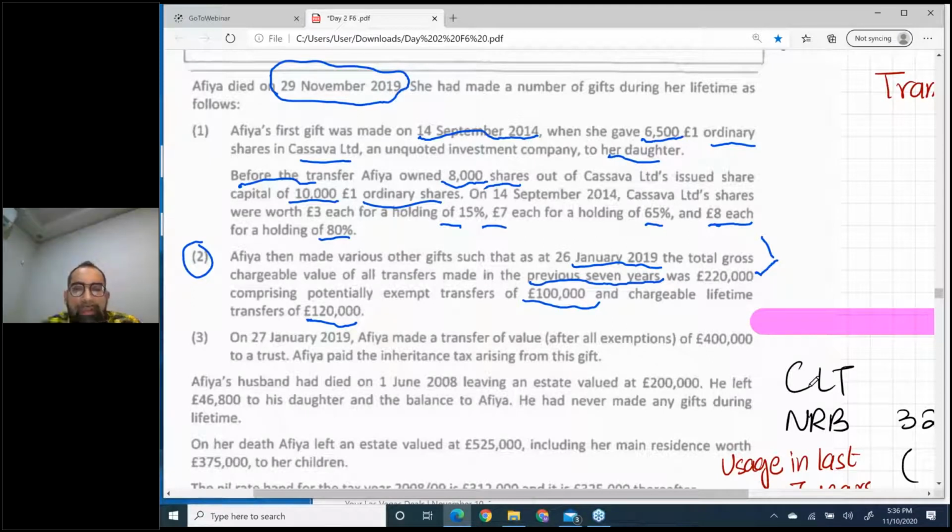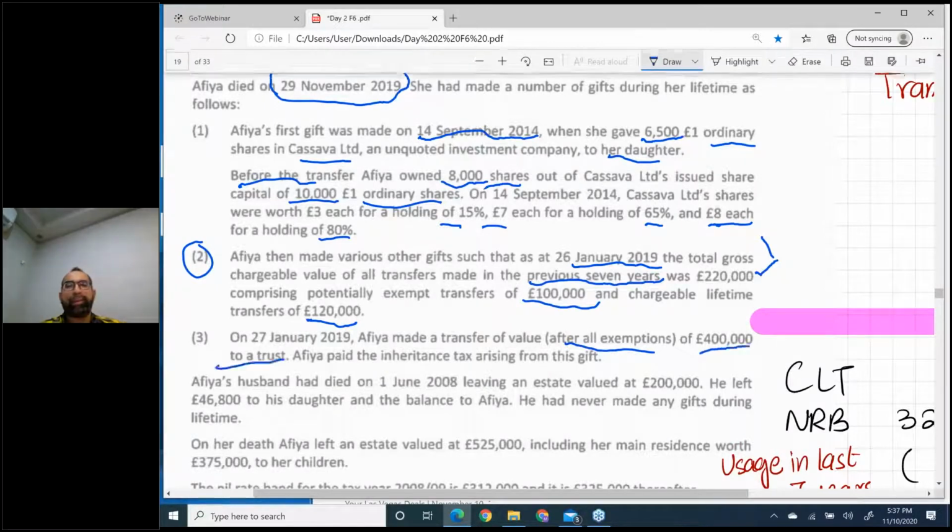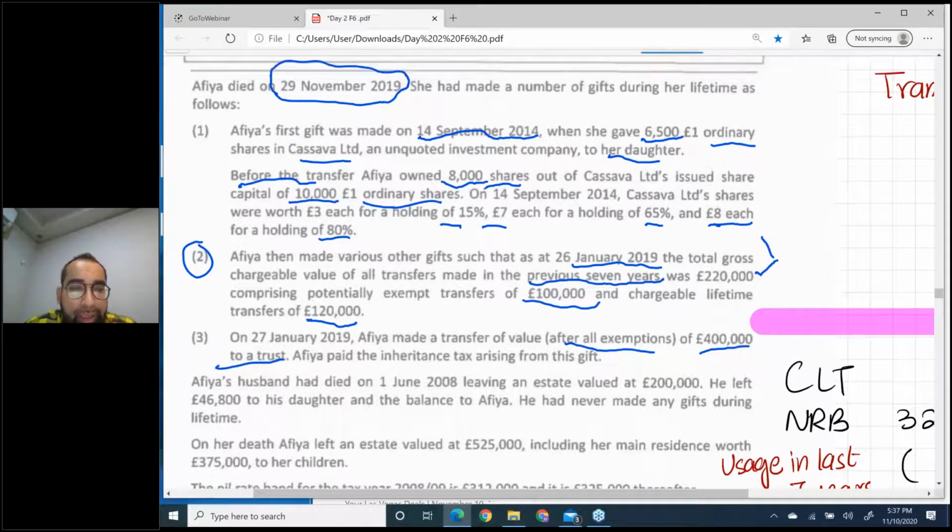Now, point number 3 is connected to point number 2. On 27 January 2019, Afia made a transfer, value after all exemptions (thank God, annual exemption already deducted) of 400,000 to a trust. This is a CLT. Afia paid the inheritance tax arising from this gift. Afia means donor.